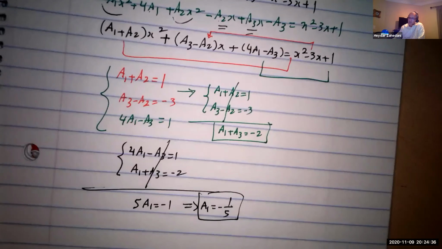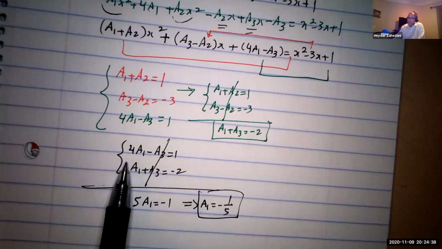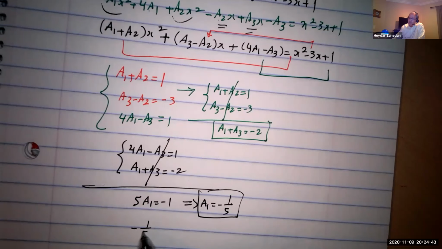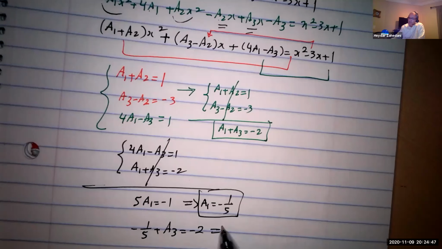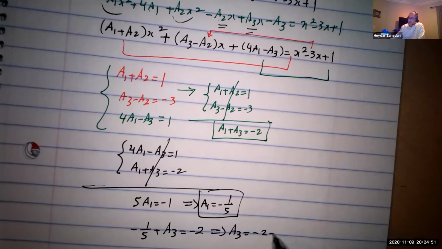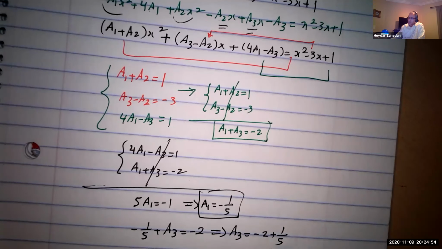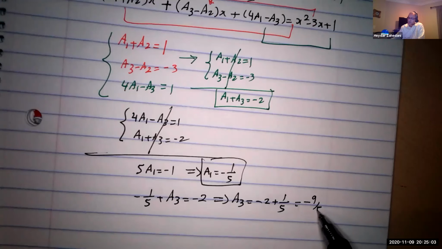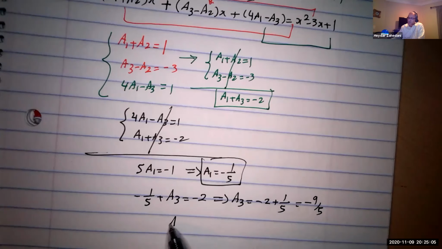Okay, just put it somewhere here to get the a3. So that gives you negative 1/5 plus a3 equal to the negative 2. So a3 would be negative 2 plus a fifth. So that gives you negative 10 plus 1, so that gives negative 9 fifth. So a3 would be negative 9 fifth.